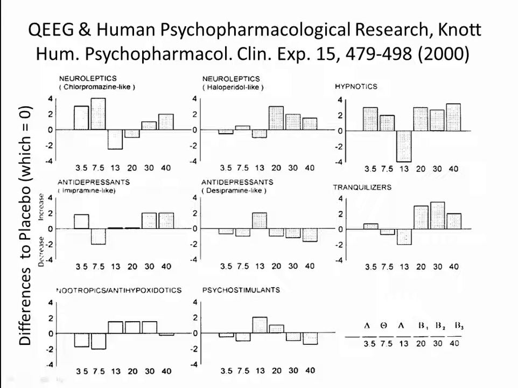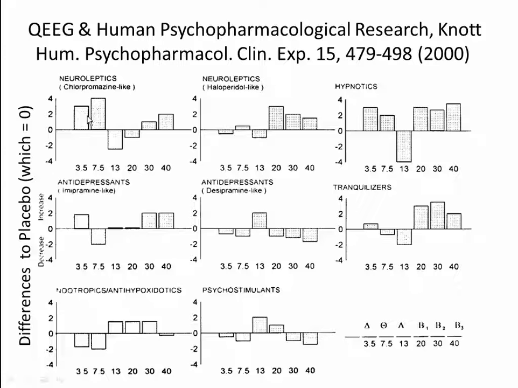And so for example, in the upper left corner we see the effect of neuroleptics on the EEG, and we see that it increases 3.5 hertz, which is their indicator for delta. 7.5 hertz, which is their indicator for theta. 13 hertz is decreased, and that's their indicator for alpha. 20 hertz, which is their indicator for beta 1. 30 hertz is beta 2, and 40 hertz is beta 3, according to this schematic.